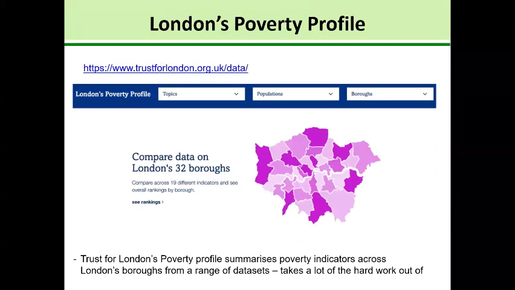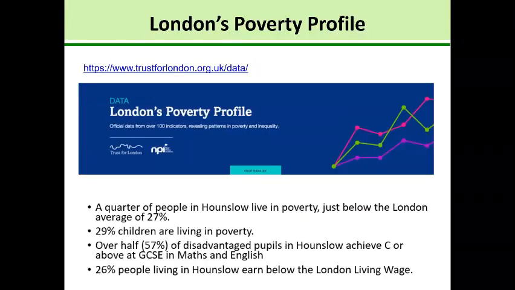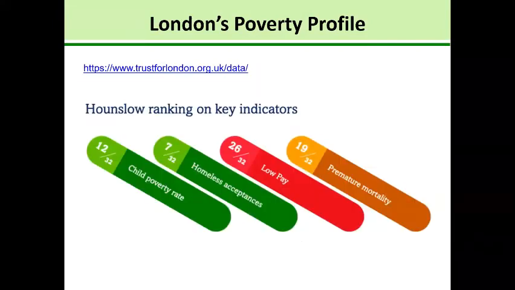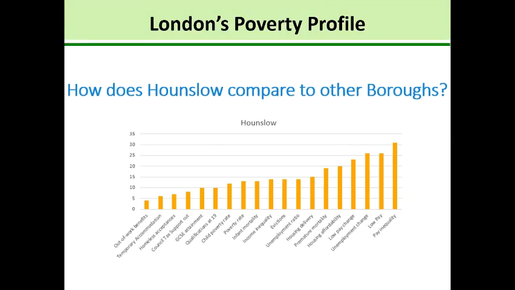Trust for London. It's a funder, but it also has information, and it's particularly good at comparing different boroughs to each other with data. It's called the London Poverty Profile, information they compile. They're very concerned as a funder about deprivation, so they have lots of information there about deprivation, how boroughs rank in terms of key areas around deprivation.